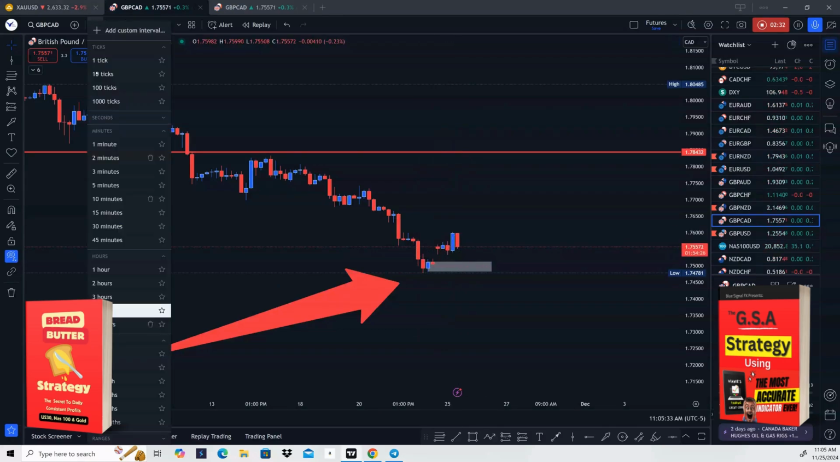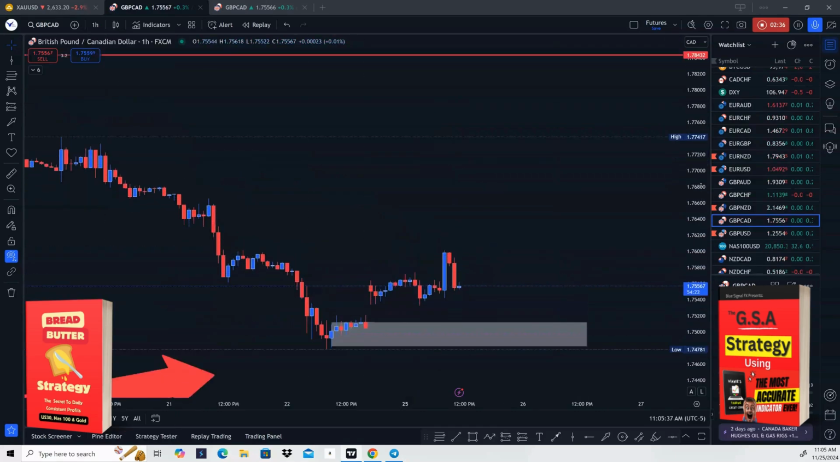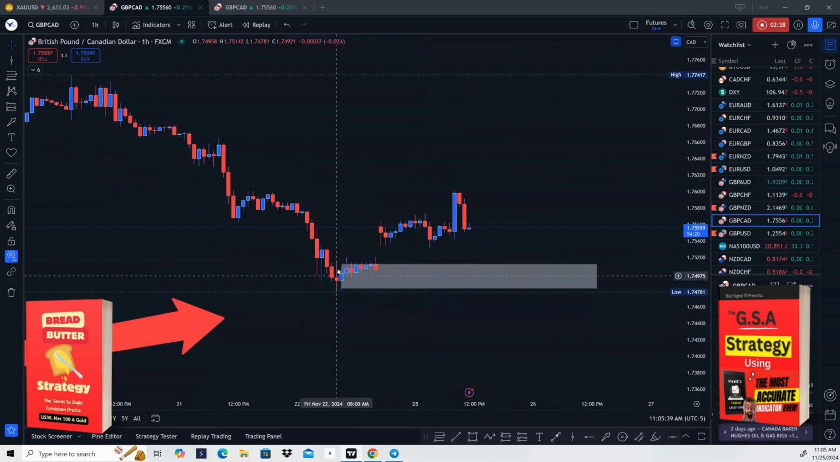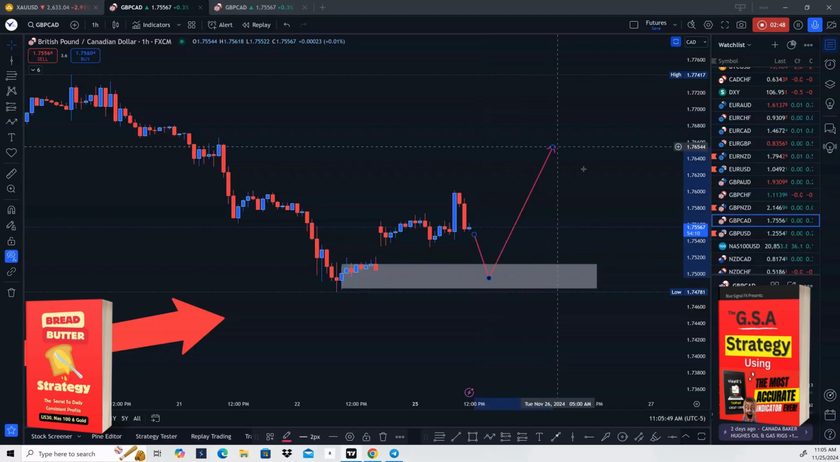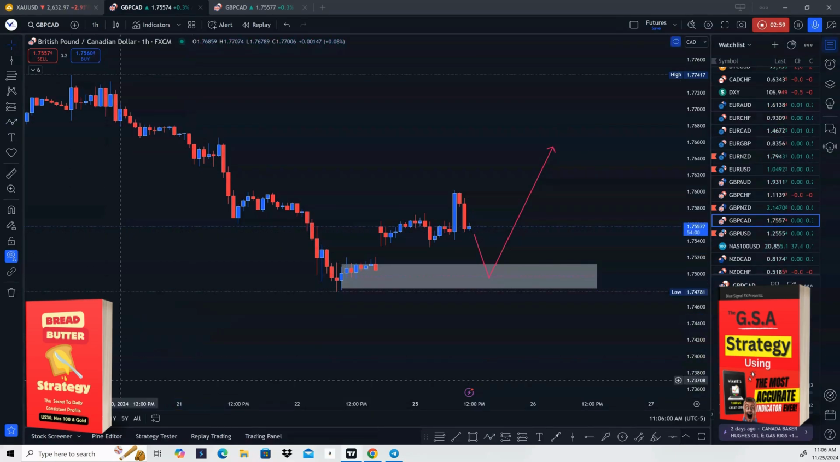Let's go to the 1 hour time frame so you can see it better. You had your first initial move here. I'm looking for price to get back down to this demand area down here, and then I'll look to take an entry for that second leg up. That's what I'm looking for here on GBP CAD. Again, this indicator tells you when to buy and when to sell. You just got to follow the rules.